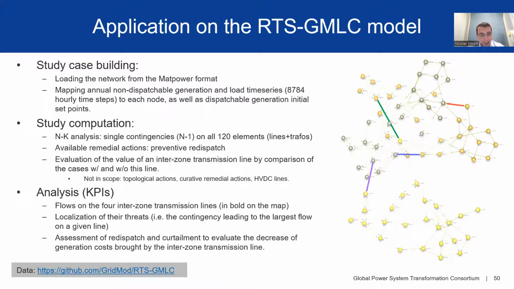Then the KPIs, the key performance indicators we looked at, were the flows on the 4 interzone transmission lines that are in bold on the map, the localization of their threats, that is the contingency that is leading to the largest flow on a given line, and then we assessed the cost of redispatch and curtailment. The data is given below. It was provided by Clayton, Barrows, and the NREL.